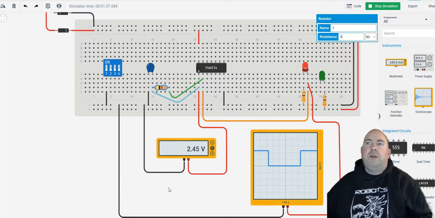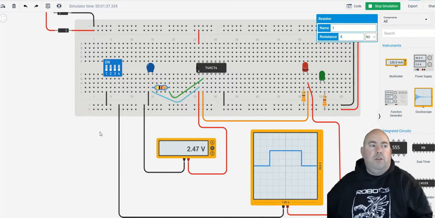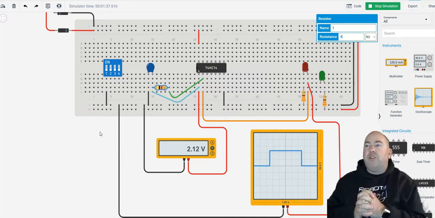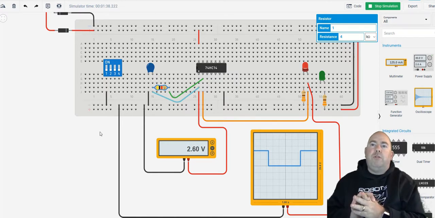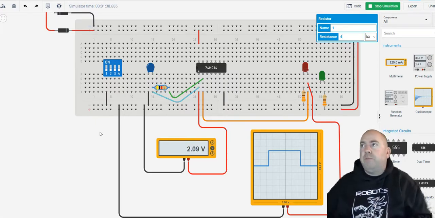Okay, that's using the oscilloscope function in TinkerCAD and showing how you can make an astable multivibrator or a flasher circuit very easily that we'll use in a lot of different labs, and how we can easily adjust the frequency or the period of that flasher just by adjusting our resistance. Okay?